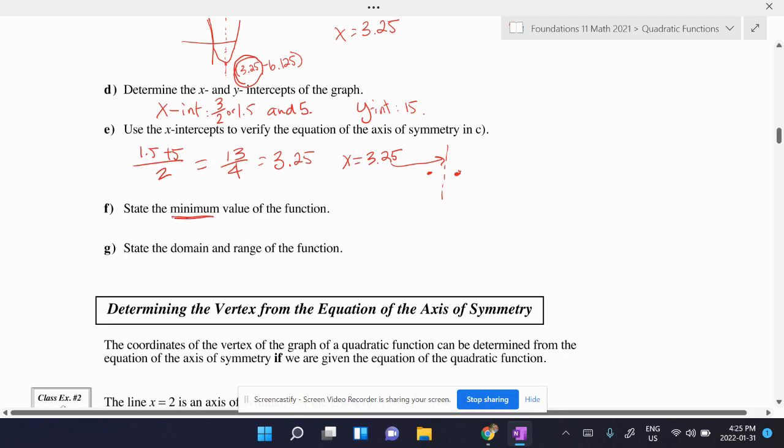So the minimum, you're going to do that on your calculator, right? Y is equal to negative 49 over 8. Domain: x is all real numbers. Range: y such that y is greater than or equal to negative 49 over 8. We know it's greater than because it's opening up, and y has to be real.